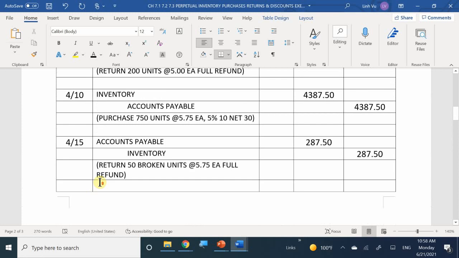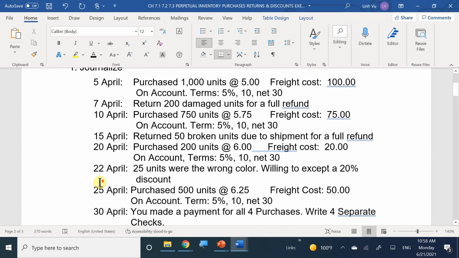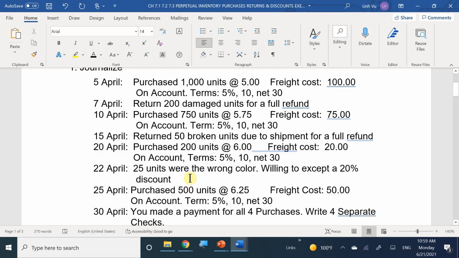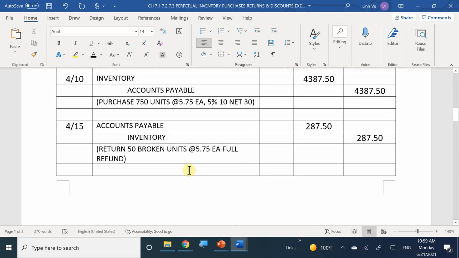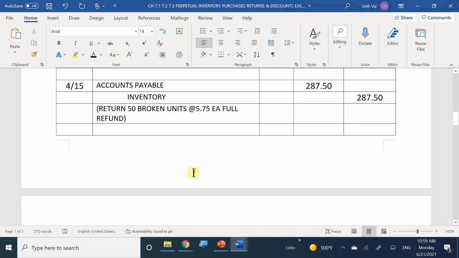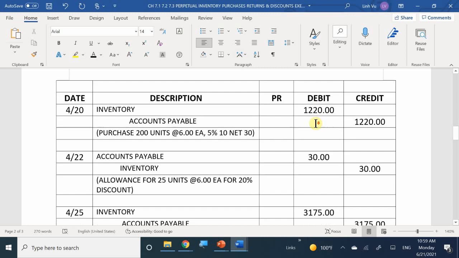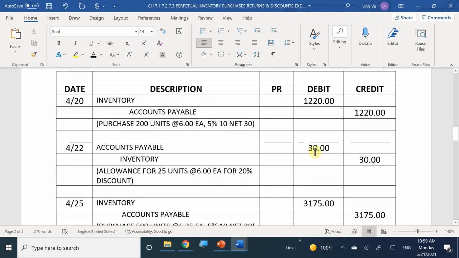So now let's take a look at my third purchase here. I purchased on April 20th. I purchased 200 units, but I ended up getting an allowance, a 20% discount off of these 25 units. So let's take a look at that journal. Here on the 20th, I made a purchase for $1,220. But I ended up returning $30. So how much do I owe in grand total?